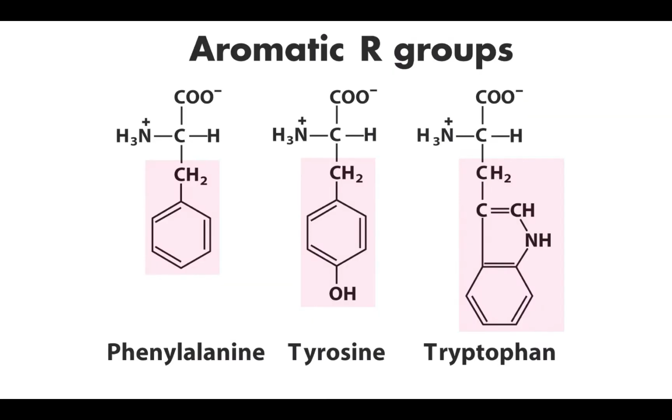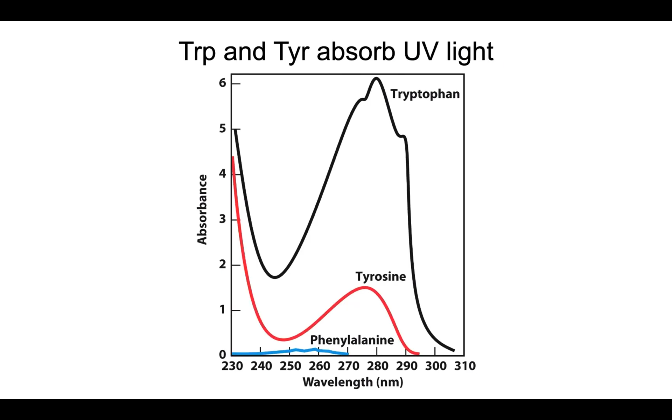Then we have the aromatic amino acids. Those are the amino acids that have aromatic rings in the R group: phenylalanine, tyrosine, tryptophan. And these are special because they absorb a very specific wavelength of UV light. Notice when you shine various wavelengths of light and then measure the absorbance, the absorbance peaks right around 270, 280 nanometers.